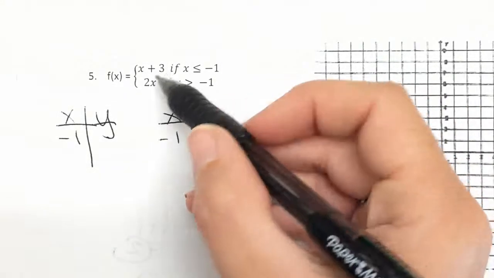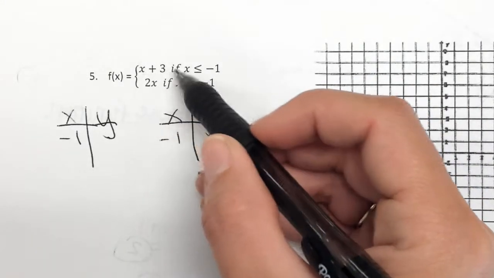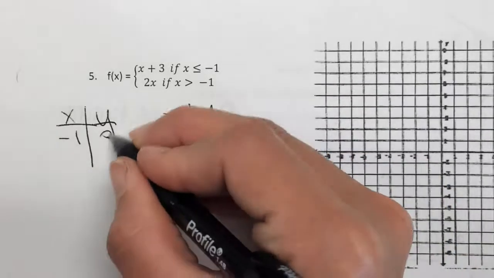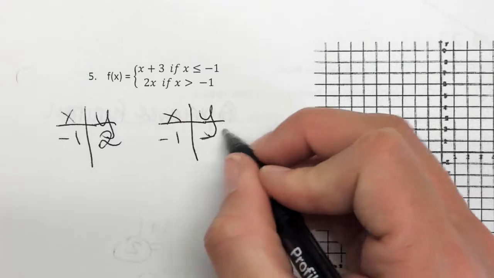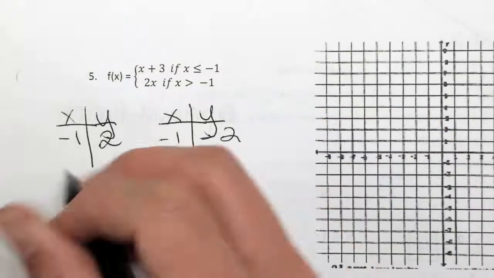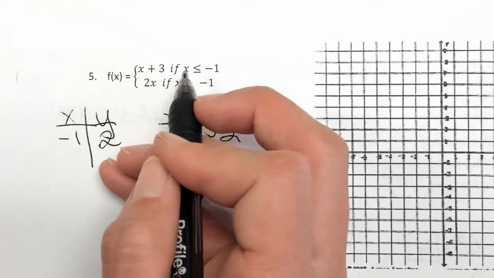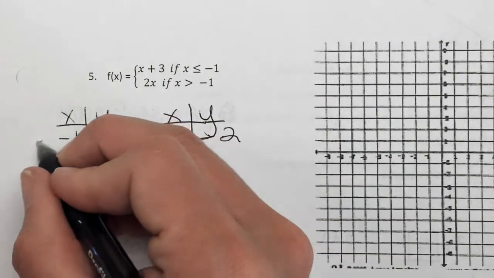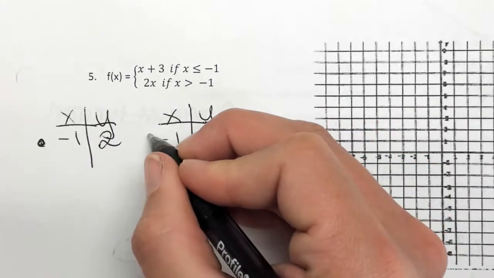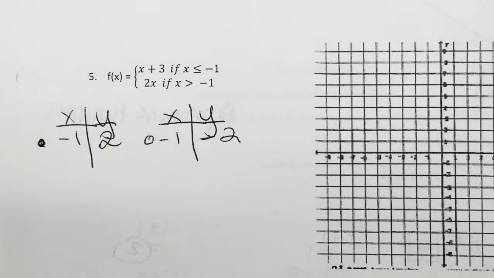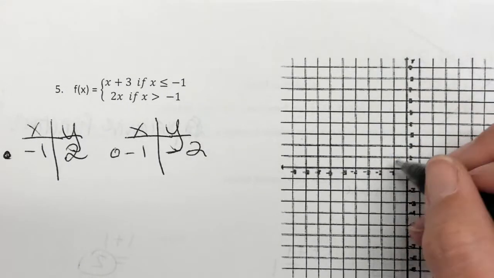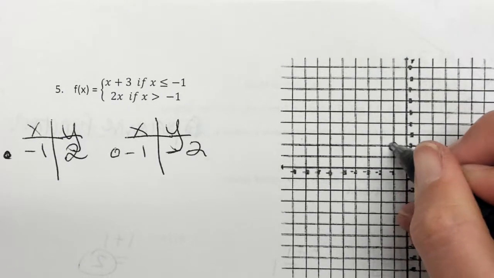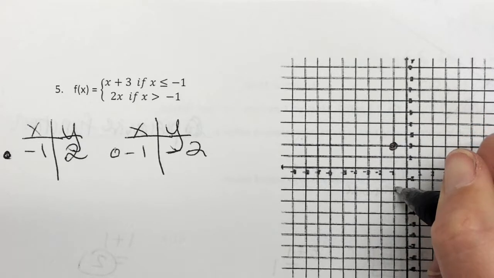Alright, what would you get if you plugged negative 1 in to the top? 2, good. And this one, if you plug negative 1 in? Negative 2. Alright, Darian, open or close circle for this first one? Close. And then for this one? Good. I want you to go ahead and graph those 2 dots first. So negative 1, 2, put a closed dot. At negative 1, negative 2, put an open dot.